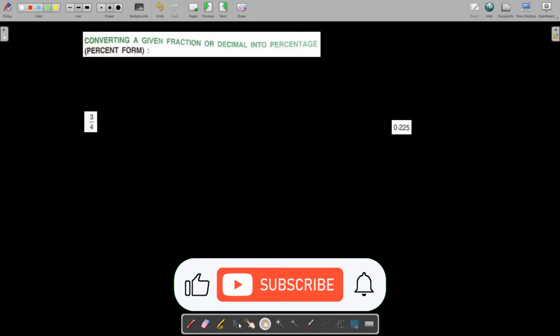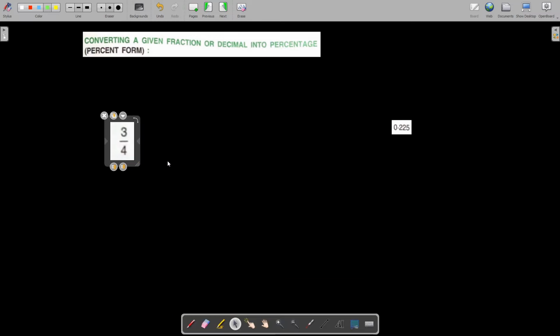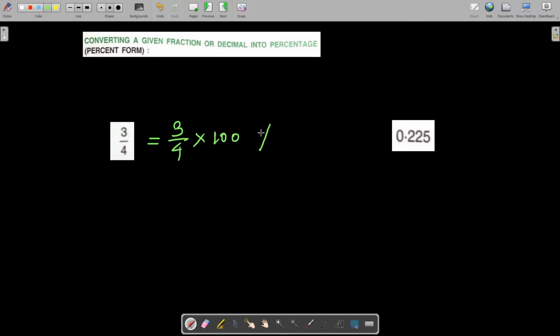The first one is converting a given fraction or a decimal into a percentage. So remember, when we are converting anything, be it a fraction or decimal, to a percentage, we are going to multiply it by 100%. For example, 3 by 4: to convert it into a percentage, we will write 3 by 4 into 100 percent. Now we'll simplify it. 4 goes 25 times, 25 into 3. So 3 by 4 is 75%.